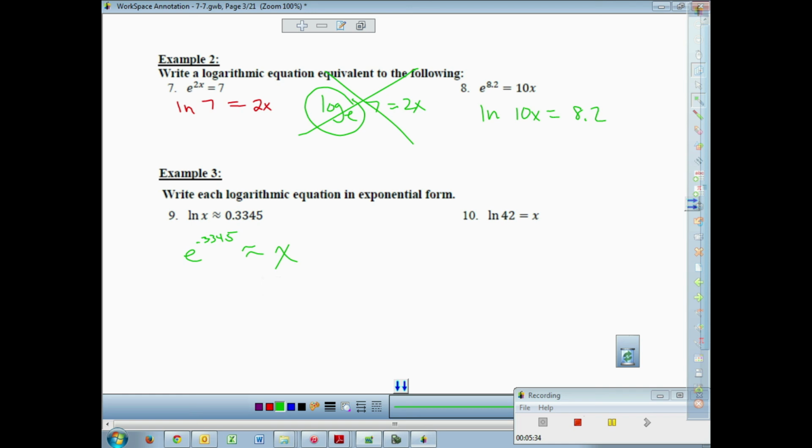Give number 10 a try real quick. Rewriting it exponentially.